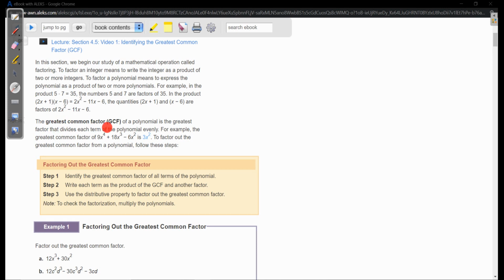The greatest common factor, GCF, of a polynomial is the greatest factor that divides each term of the polynomial evenly. For example, the greatest common factor of 9x to the fourth plus 18x cubed minus 6x squared is 3x squared, because, as you can see, 3 goes into 9, 18, and 6, and x squared goes into x to the fourth, x cubed, and x squared. So to factor out the greatest common factor of a polynomial, follow these steps.